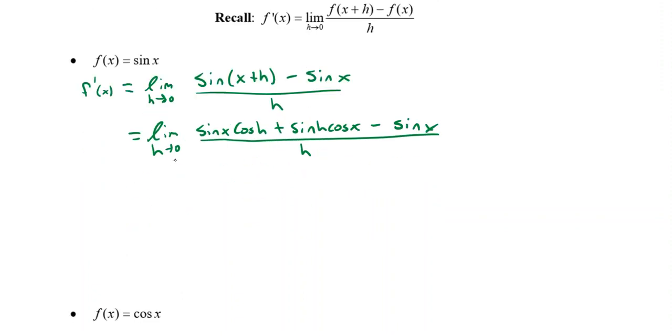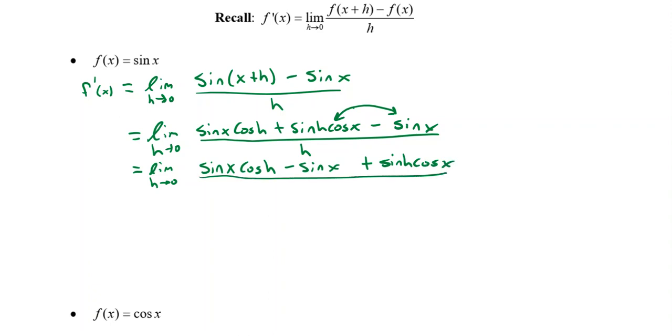Now, I'm going to write that again, but I'm just going to move some things around so we can look for some patterns here. So the limit as h approaches 0 of, and I'm going to swap these two terms just so that they're sitting in the order I want them in. So that's sine x cos h, and then minus sine x, and then plus sine h cos x, and then that's all over h.